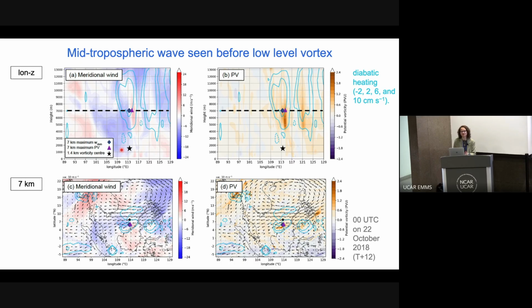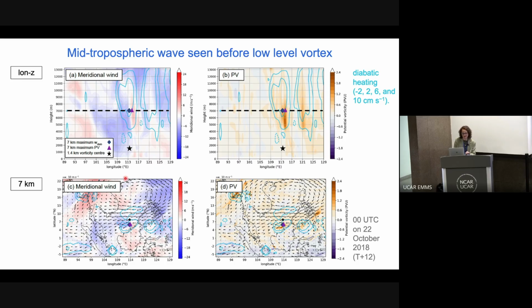A characteristic of a Rossby wave is that the PV and the meridional wind have to be in quadrature to each other. You can see that the PV maximum is east of the zero line of the meridional wind, and in other words, the diabatic heating maximum is west of the PV maximum. So this is what you would expect from a Rossby wave. And you can see that both of these maxima are vertically aligned with the formation of our Borneo vortex.